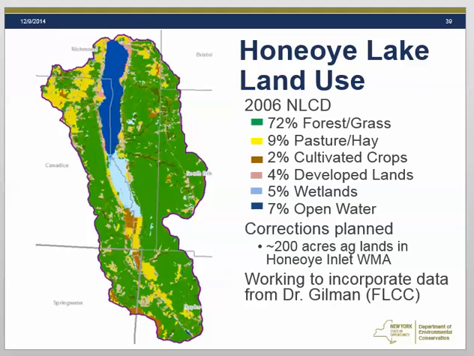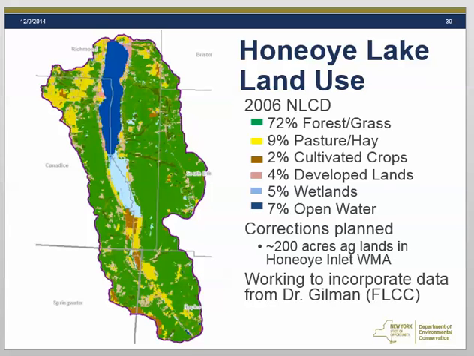The representation of land use is an important part of the watershed model. This map shows the land use in Honeoye Lake watershed as determined by the 2006 National Land Cover Database. It shows a watershed which is substantially forest, which is shown here in green. Forests cover about 72% of the watershed.